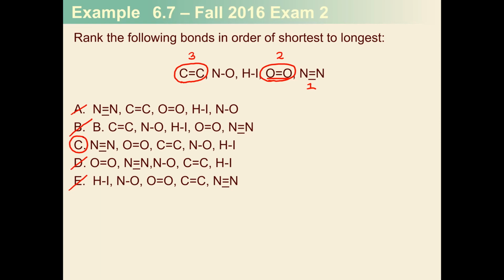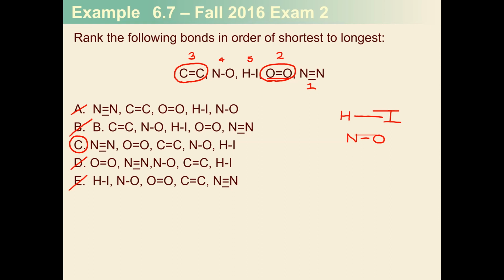So now let us look at our single bonds. Notice that I have nitrogen and oxygen and my HI. Well, remember that HI is a very long bond, not because of the hydrogen, but because of the iodine. This is going to be longer than my nitrogen-oxygen, which are both in my second principal quantum number row. So now what is going to happen is our nitrogen-oxygen will be next, followed by my hydrogen and iodine, and this confirms that answer C is a correct answer.